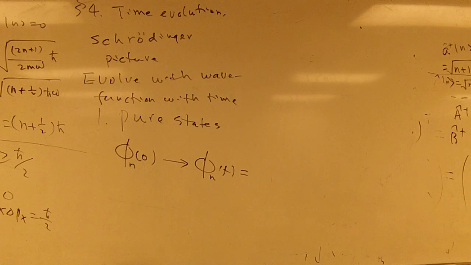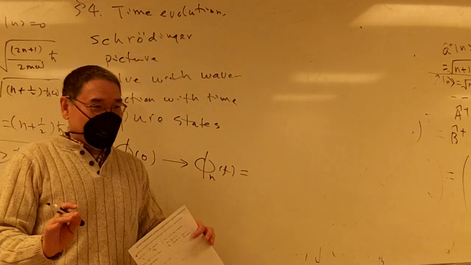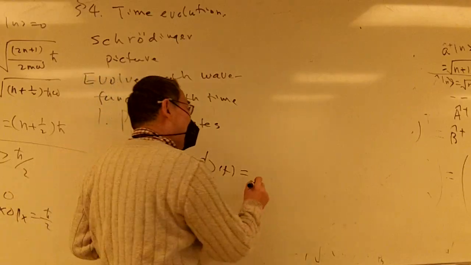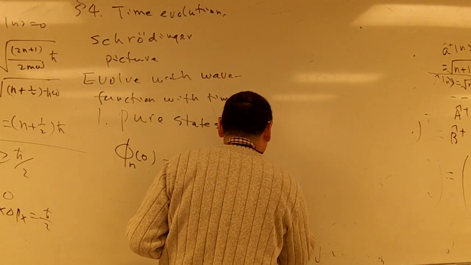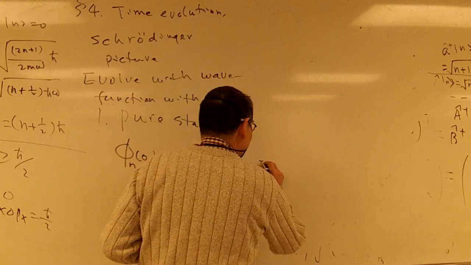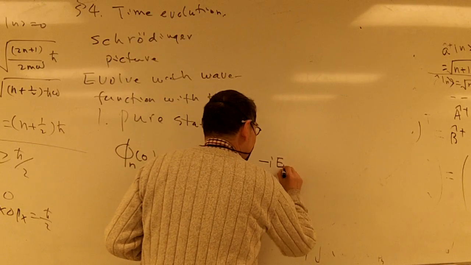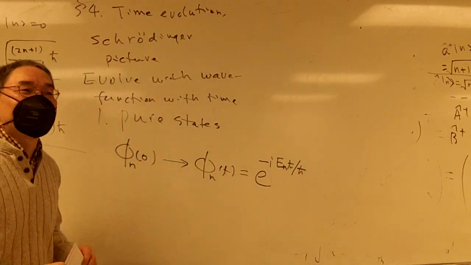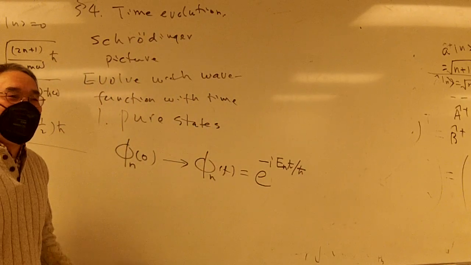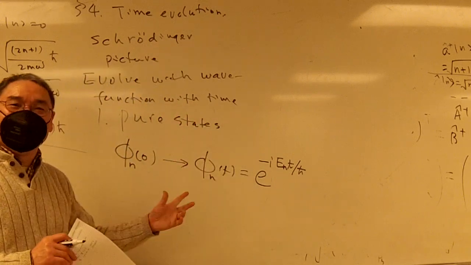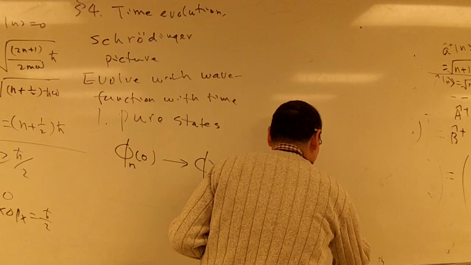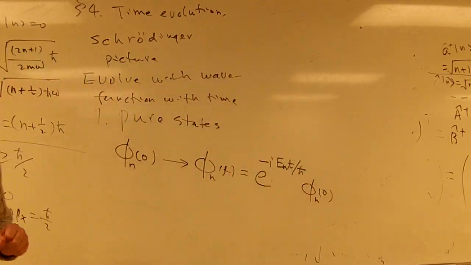Well, I thought originally it was going to be boring. It's not boring at all. Not everybody got it. 50% of students got it correct, the other 50% did not. Watch carefully. e to the negative i E sub n t over h bar. Did you see that? Could you guys write this down, for those of you who did not? You remember something, but that is what you need to remember. And then phi sub n at 0, like this. So this is the time evolution of the pure state.